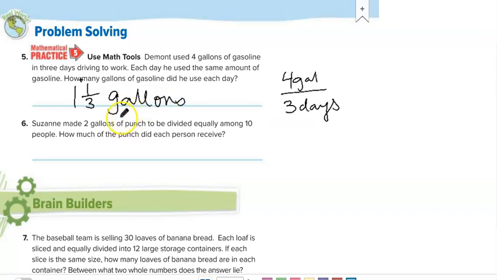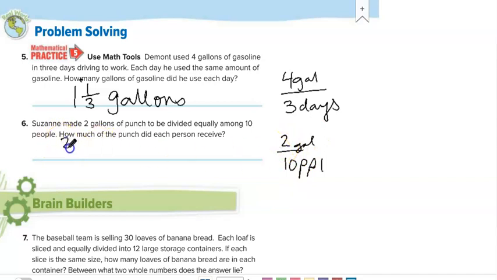Suzanne made 2 gallons of punch to be divided equally among 10 people. So that one literally tells you 2 gallons to be divided among 10 people. How much of the punch did each person receive? So this is 2 divided by 10.